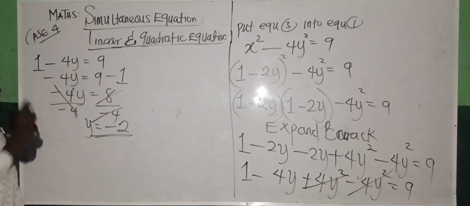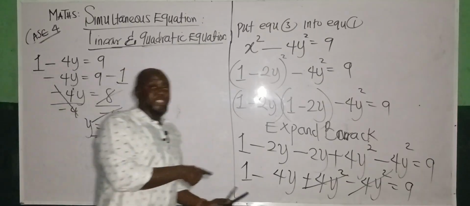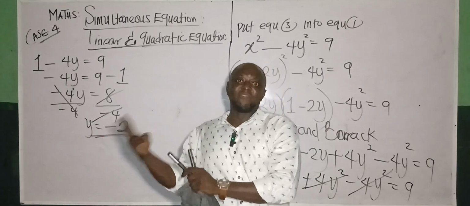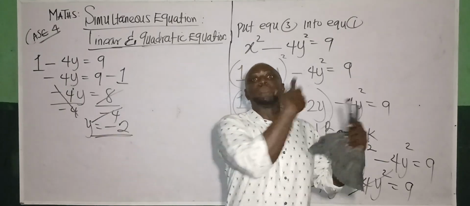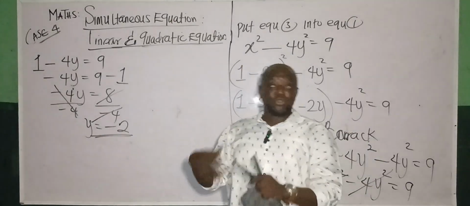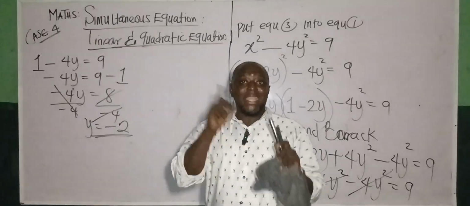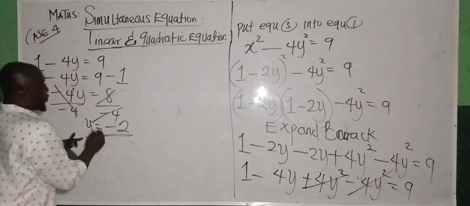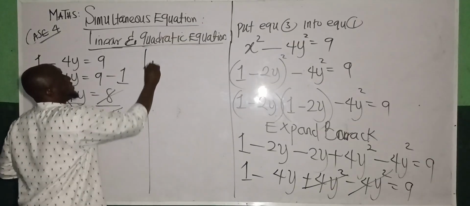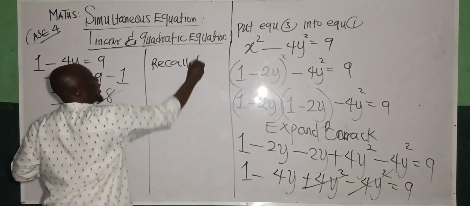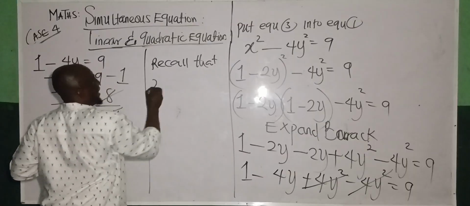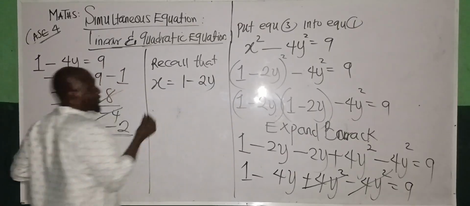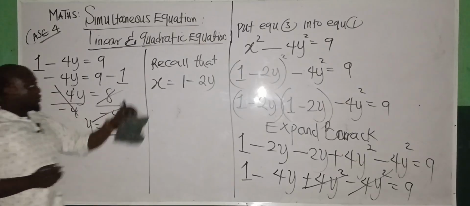So I've gotten this. Remember I told you in the first question that if you have the value of y to be 2, you get the value for x to be 2. If you have the value of x to be 2, you must definitely get the value of y to be 2. In this case now, y is minus 2. So I can get the value of x. Don't forget that. So since y is minus 2 here now, we can now recall to get our x. Recall that we said let x be 1 minus 2y. That's what we said. So anywhere you see y now, you put that.